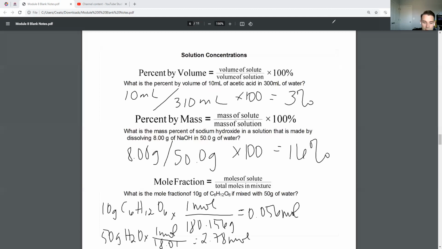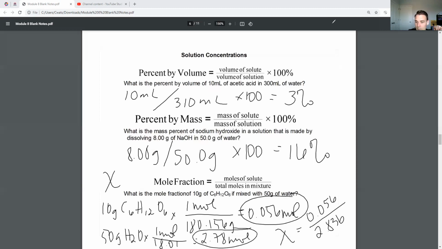So to determine the mole fraction, sometimes you might see mole fraction as like a fancy X. Mole fraction will be equal to the moles of the solute, which is 0.056, divided by the total number of moles, which is going to be 2.836. You add this and this together for your bottom one. And the answer is just going to be 0.020. Mole fraction does not have units, okay? So no units, don't have to worry about that.